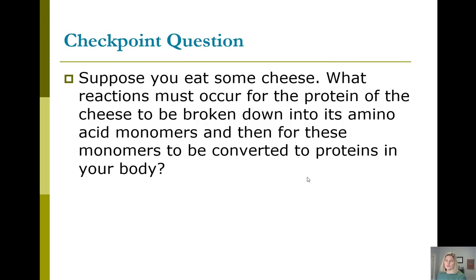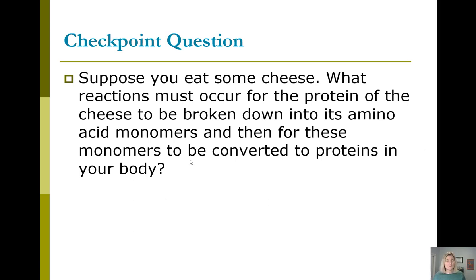So here's a question for you. Suppose you eat some cheese. Cheese is good, right? What reactions must occur for the protein of the cheese to be broken down into its amino acid monomers, and then for these monomers to be converted to proteins in your body? Let's break this question down. Let's do the first part first, and then we can get to the second part. What reactions must occur for the protein of the cheese to be broken down into amino acids?